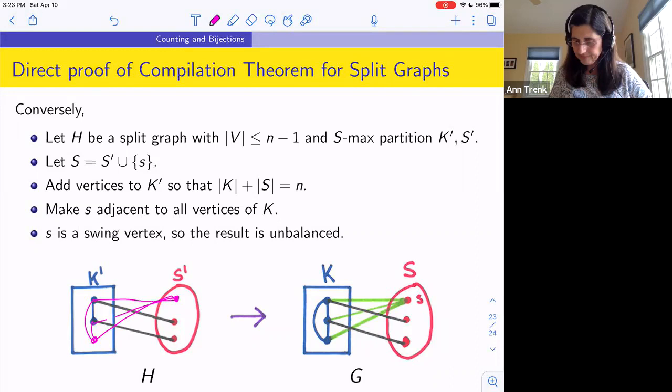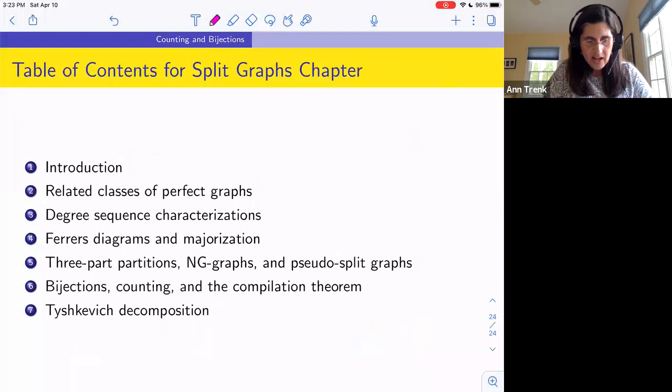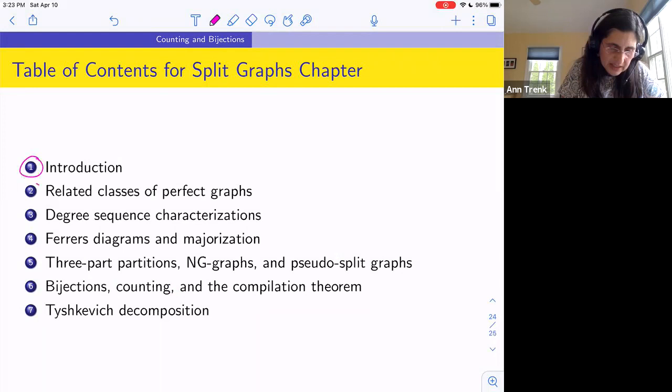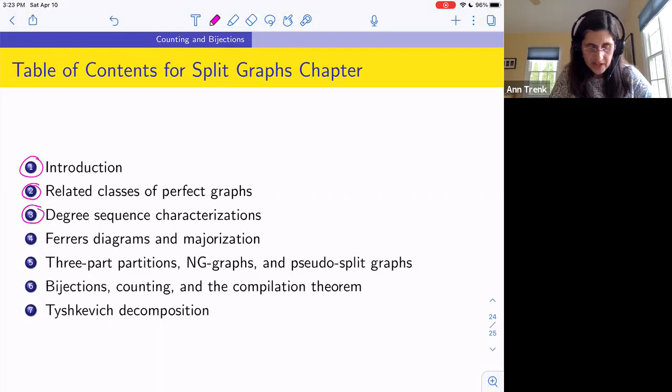All right, so I've reached the end of my slides, and I just grabbed the table of contents from our chapter, and I'll go through and tell you what I talked about and what I did not talk about. I talked a little bit about the introduction. I talked a little bit about related classes of perfect graphs, not a lot, but a little bit. I talked about the degree sequence characterizations. I didn't talk about the Ferrers diagrams and majorization section. I didn't talk about the three-part partitions and NG graphs and pseudo-split graphs. I did talk about the bijections and counting a little bit. And I did not talk about the Tyshkevich decomposition.